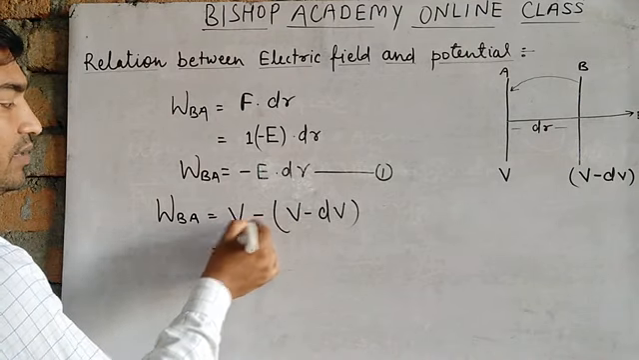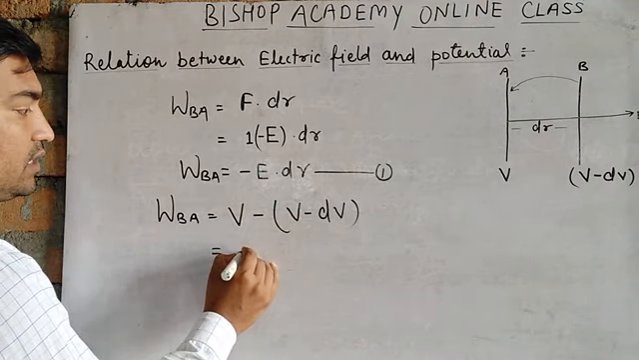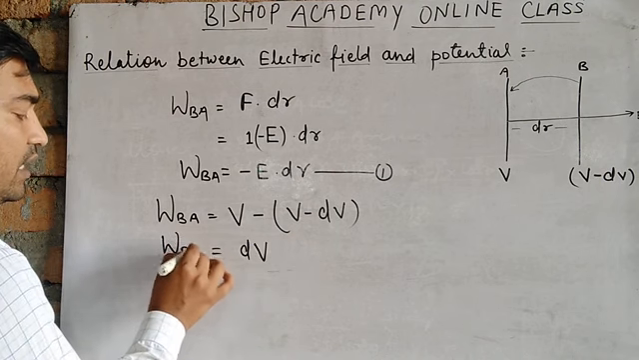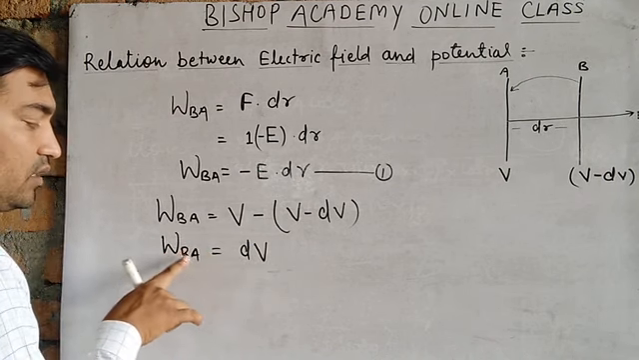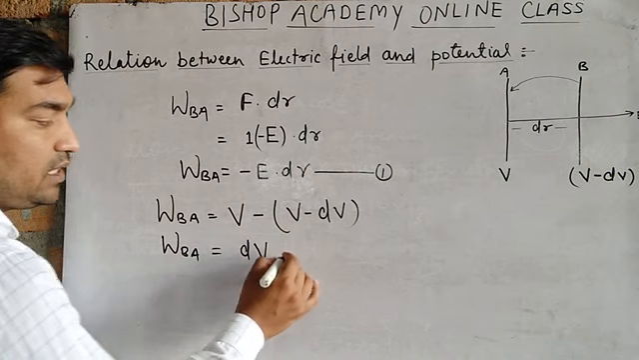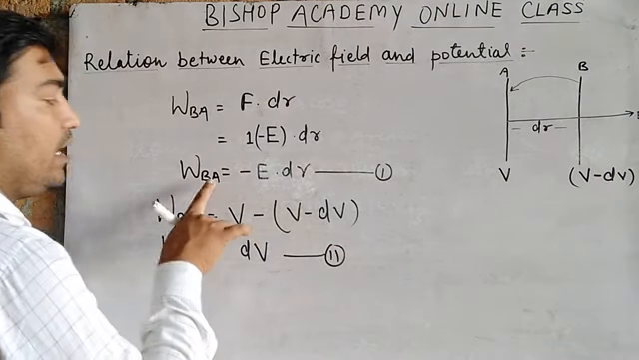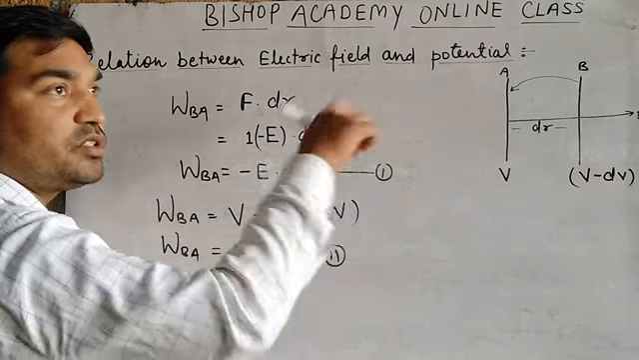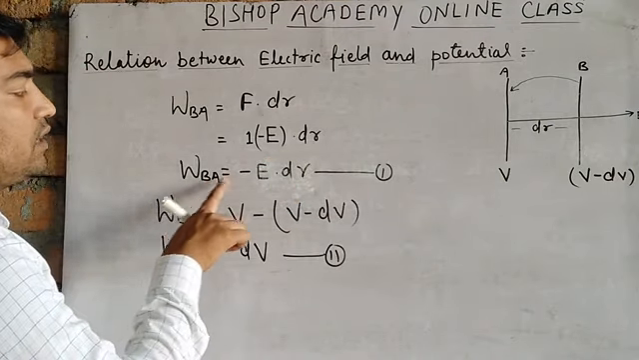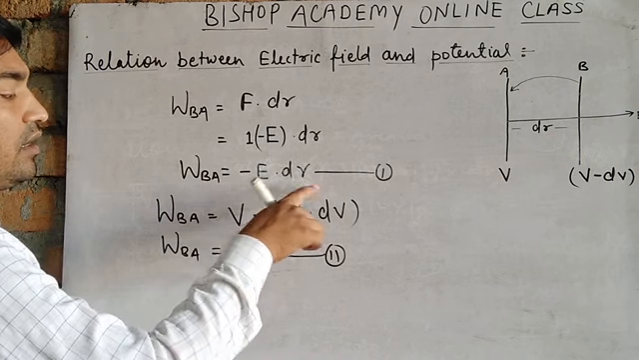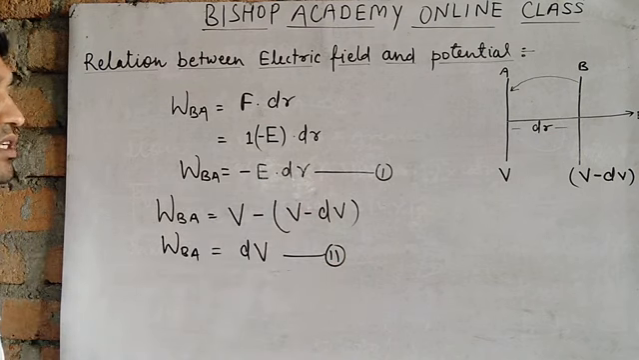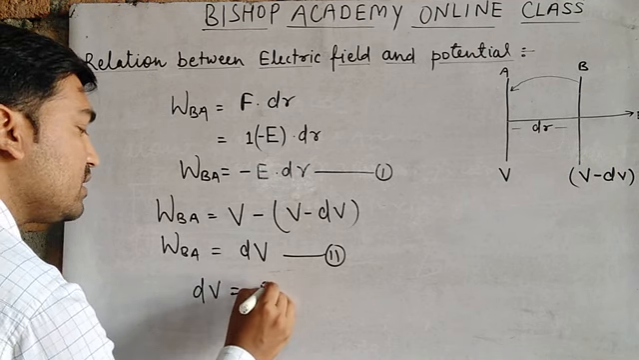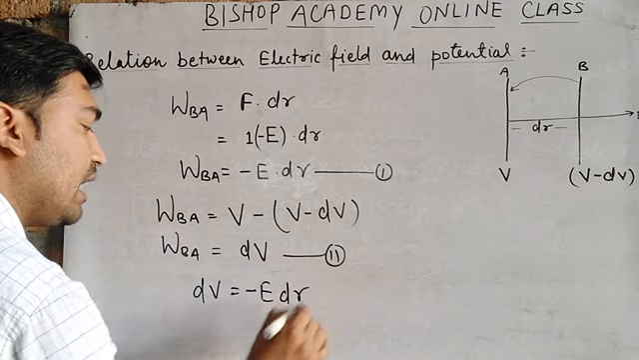Now after solving, V is cancelled and it is dV. According to the potential difference, W_BA is equal to dV. This is equation number 2. And according to the work done, in terms of charge and force, the work done is minus E into dr. Comparing these two equations, we have dV is equal to minus E into dr.